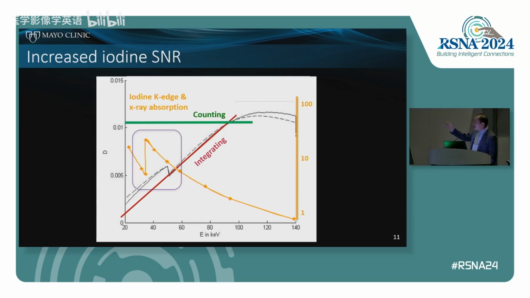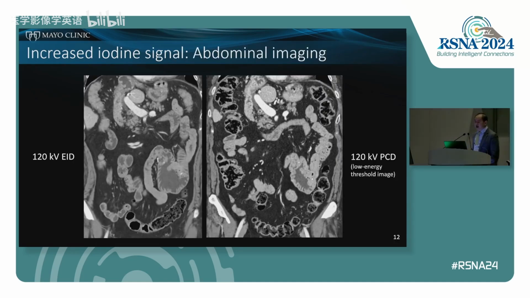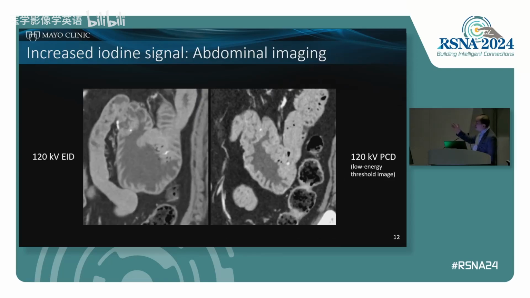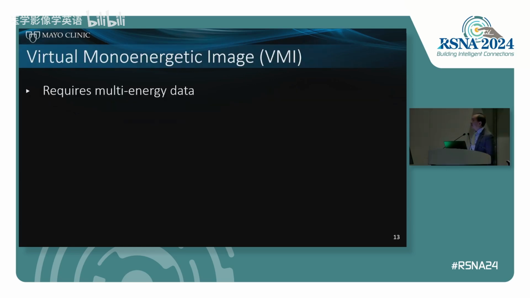Then compared to EID, this effectively gives better weighting and signal to the low energy photons, which gives us better contrast. So clinically, if you look at the image, 120 kV EID on the left, 120 kV PCD on the right, the same patient, much brighter iodine signal and better image quality, as we can see here when we zoom in. So this is why it can increase SNR.